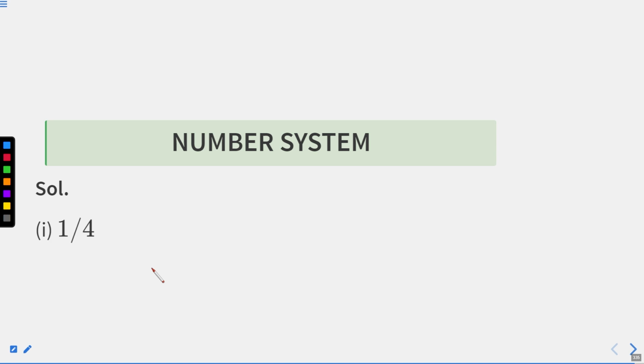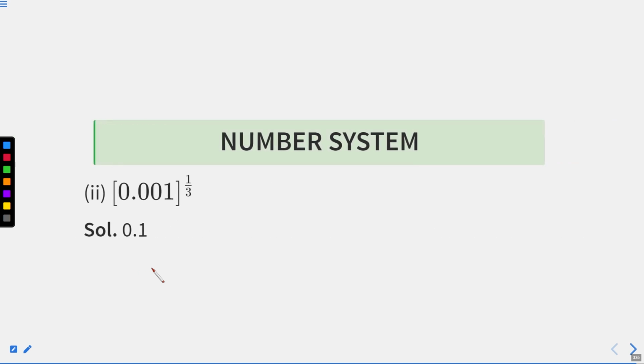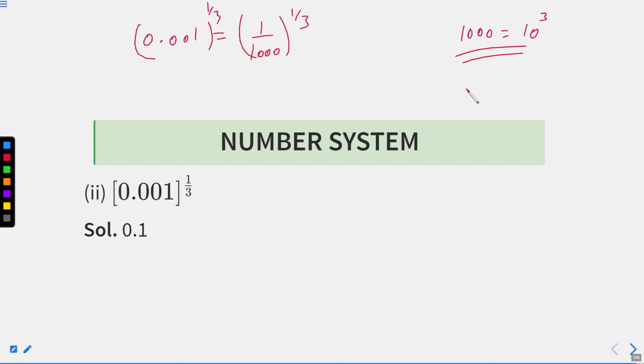Now the next question is also on a similar pattern. Let me give you a hint for this. It is this, and you know this is equal to 1 by 1000, and now you can easily do it. So this power 1 by 3 is 1 by 3, and please do remember 1000 is equal to this. I hope you will also get the solution.